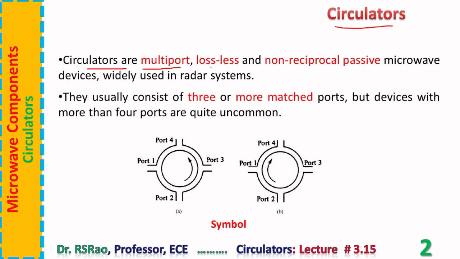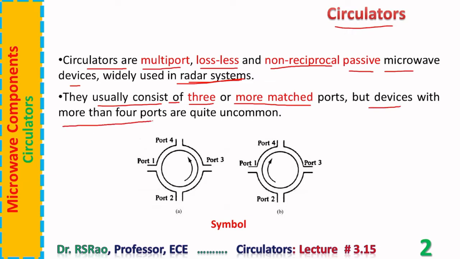Circulators are multi-port, lossless and non-reciprocal passive microwave devices. These are widely used in radar systems. They usually consist of three or more matched ports, but devices with more than four ports are quite uncommon. The symbol of a circulator is also given here. In fact, two symbols are given, one in A, another in B.